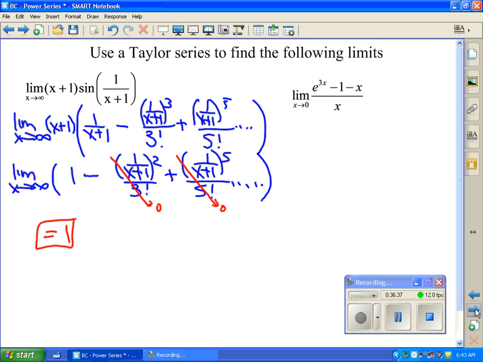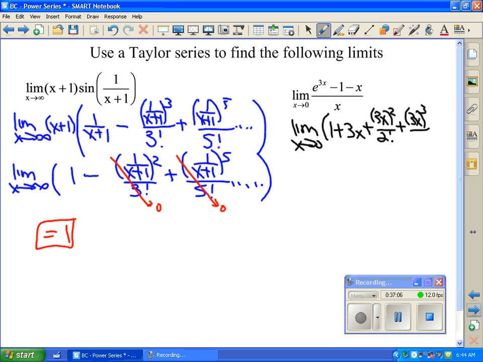Same idea here. I'm going to take the limit as x approaches 0, but I want to expand out e to the 3x. So e to the x is the sum of x to the n over n factorial. And now in place of all those x's, I'm going to use 3x. So e to the 3x would be 1 plus my quote-unquote x will be 3x. Then my next one will be 3x squared over 2 factorial, 3x cubed over 3 factorial. And from this entire series, I'm going to subtract a 1 and subtract an x, all over x.